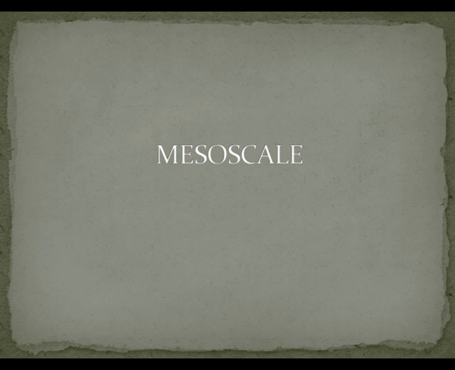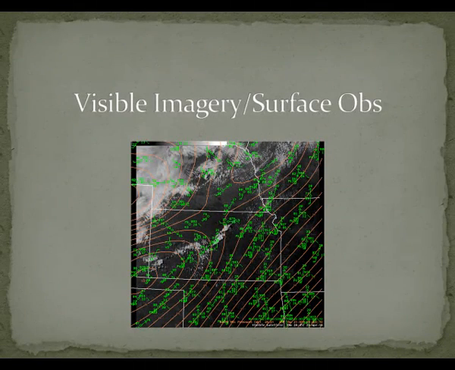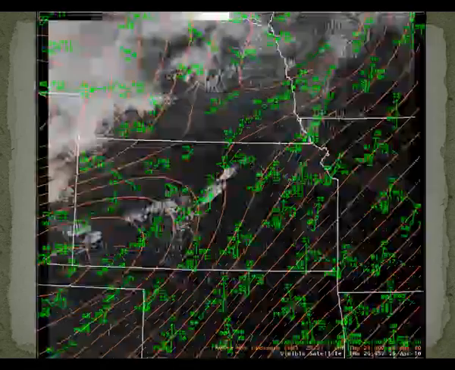Moving on to the mesoscale influences for our April 29th event. First, we'll look at the surface map along with observations and visible imagery.